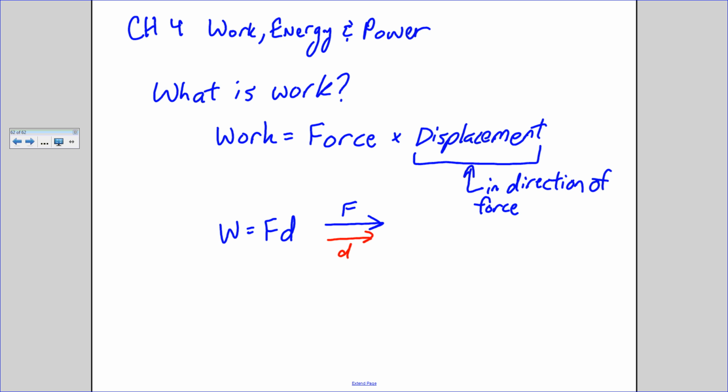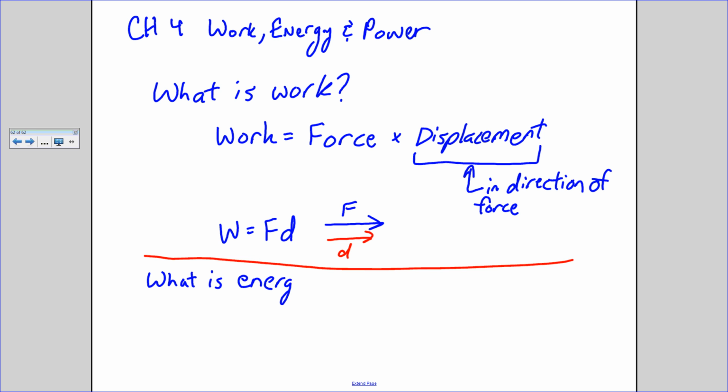Also very closely related to work is energy. In fact, we'll equate the two in this chapter. What is energy? There are all types of energy, but in a general sense, we're going to call energy the ability to do work. All types of energy can be defined by this. It's the ability to provide a force over a displacement, the ability to do work. That applies to food energy, chemical energy, thermal energy. All types of energy are just the ability to do work. So this has many different forms.